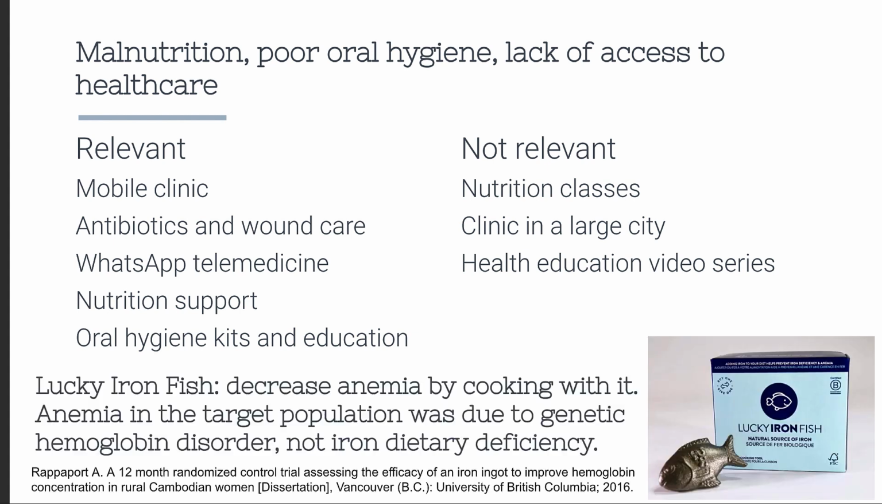So let's look at an example. We looked at the Lucky Iron Fish charity. This was intended to decrease anemia by cooking with the iron fish in the pot. However, this addresses iron dietary deficiency, whereas the target population in Cambodia was found to have genetic hemoglobin disorder, so the fish didn't help there at all. The charity needed to change its focus and look at iron dietary deficiency in other populations and work with the population in Cambodia with different solutions.